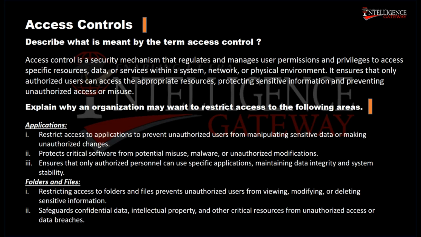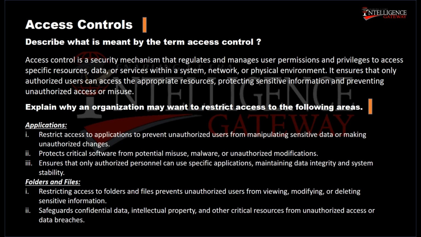Explain why an organization may want to restrict access to the following areas. Applications. Restrict access to applications to prevent unauthorized users from manipulating sensitive data or making unauthorized changes. Protects critical software from potential misuse, malware, or unauthorized modifications. Ensures that only authorized personnel can use specific applications, maintaining data integrity and system stability.